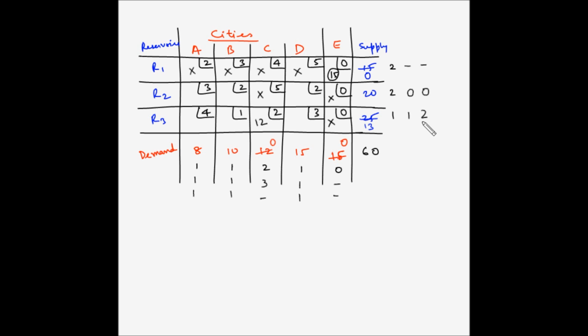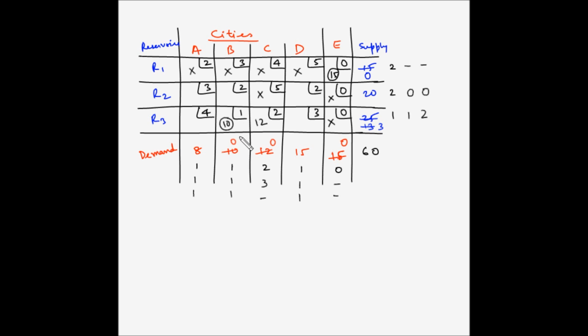Now we have to allocate the maximum number of units to the square with the minimum cost in the selected row or column. So that square is R3B. So let's evaluate the supply demand situation here for this square. B has a demand of 10 units while R3 has a supply capacity of 13 units. So the maximum that can be allocated here is 10. So with this allocation, the remaining demand at B becomes 0, while the remaining supply capacity at R3 becomes 3.